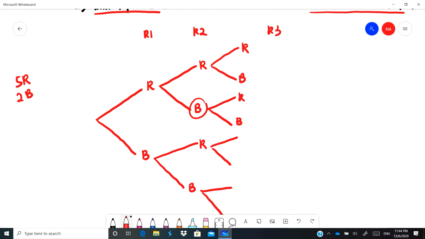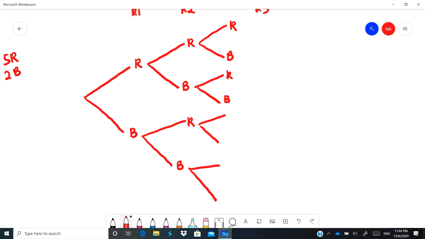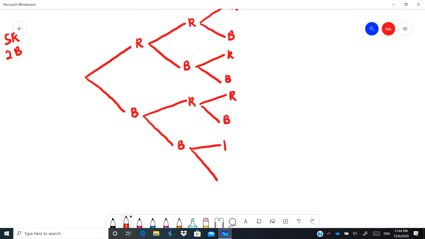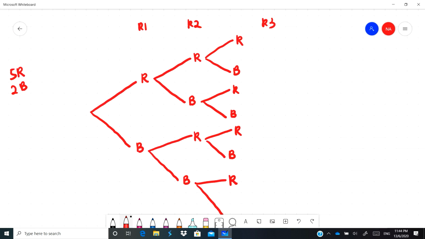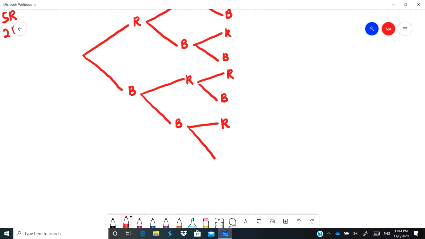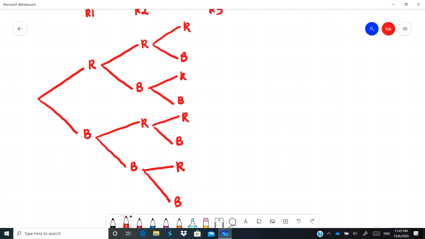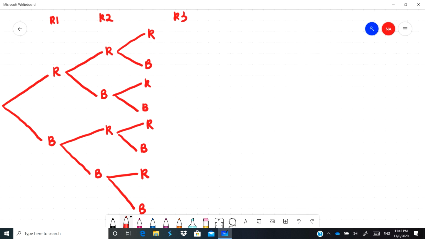Next one will be blue, red. It can be red or it can be blue, but for this one, can it be blue? It can, because we replaced the balls. Even if 2 blue balls were drawn, we put the blue ball back, so it can still be blue. So we can list out all the possible outcomes.